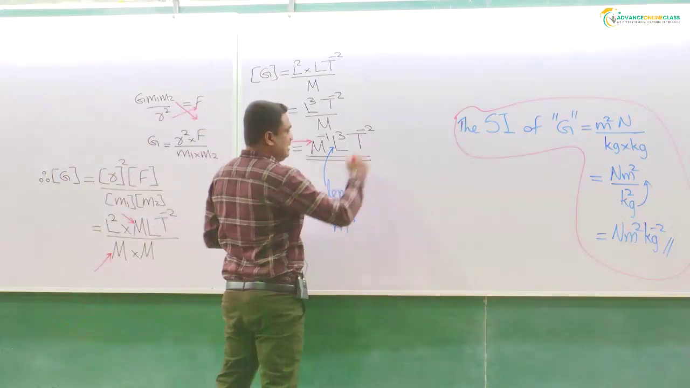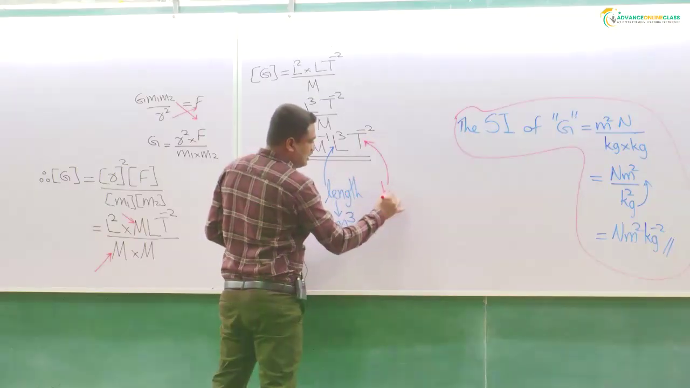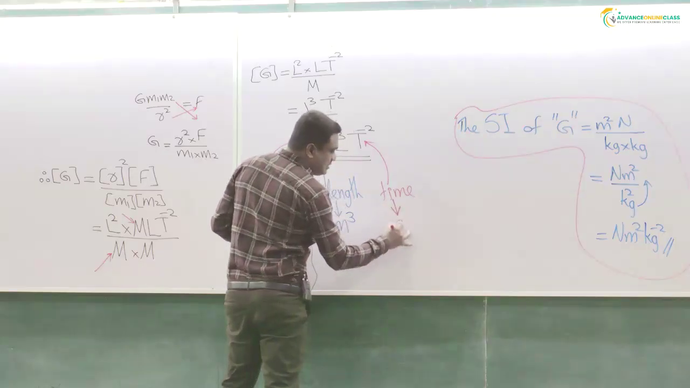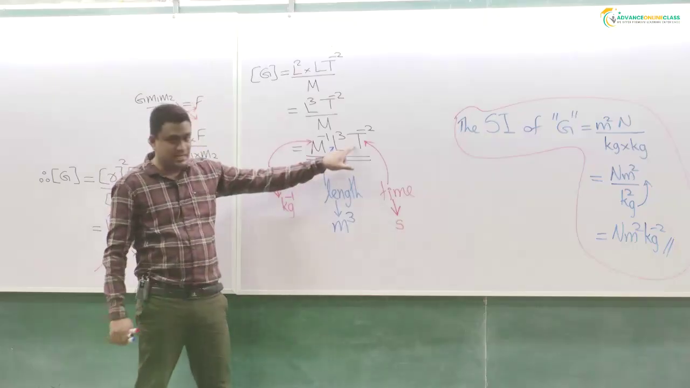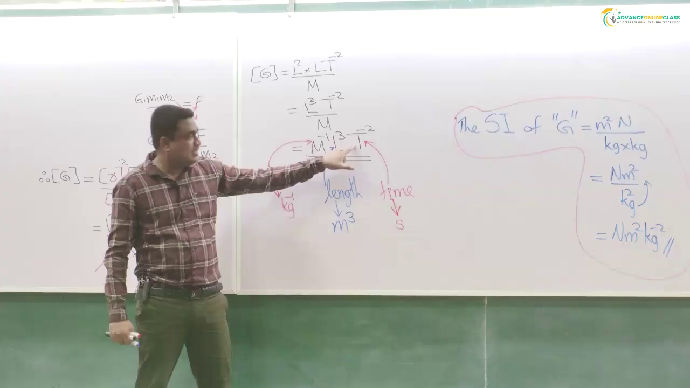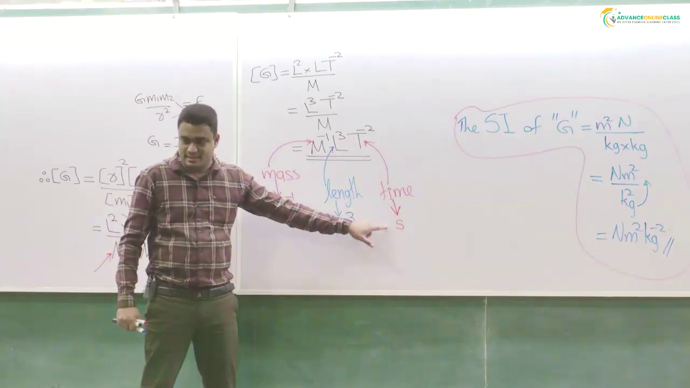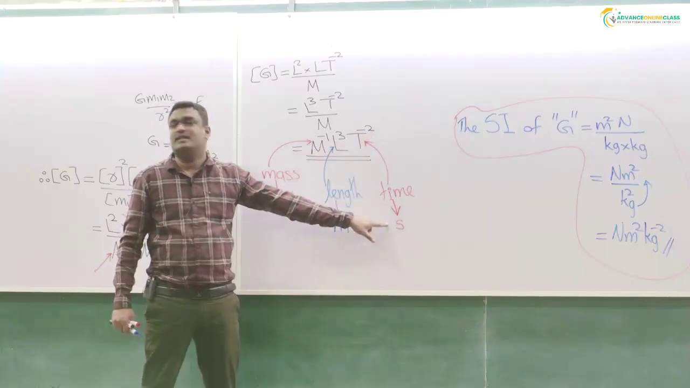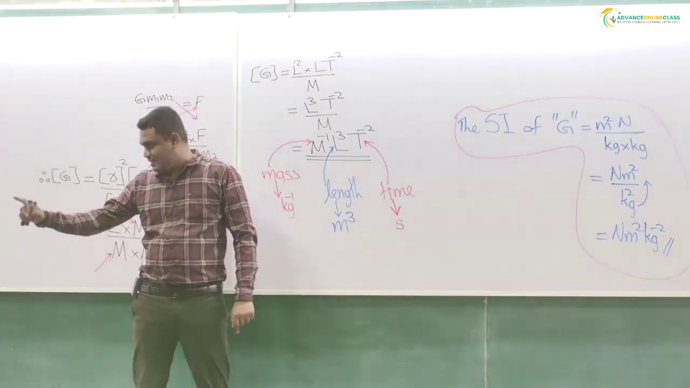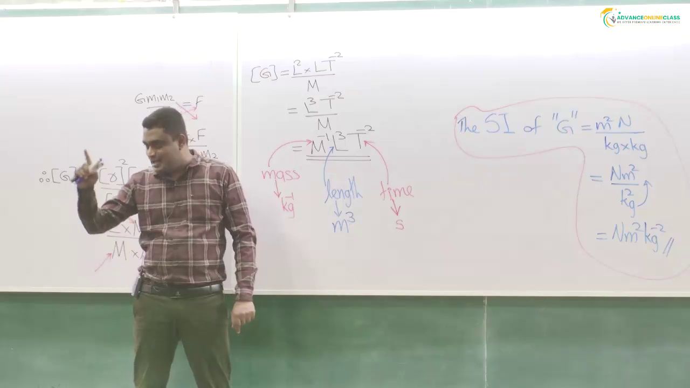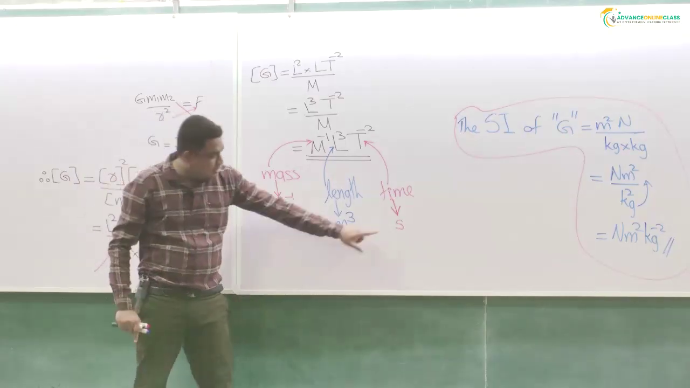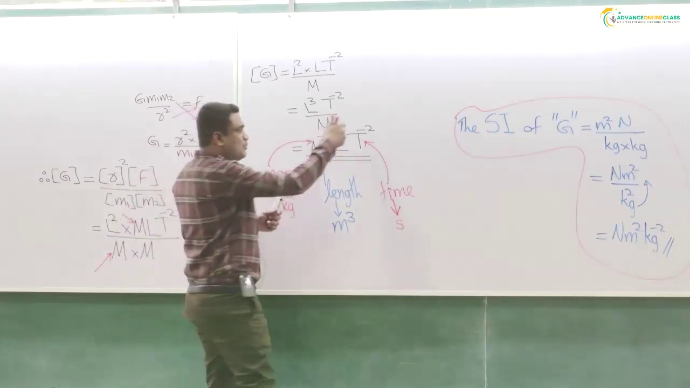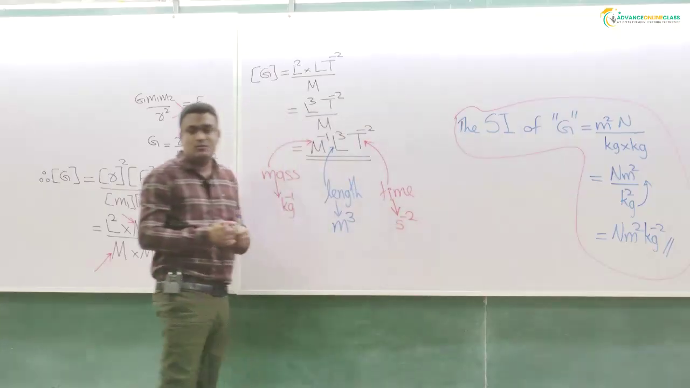Capital T is the dimensions of time. What is the SI unit of time there? Seconds. SI unit of time is seconds. Whatever the power with capital T, we write that power with S. T to power minus 2, S to power minus 2.